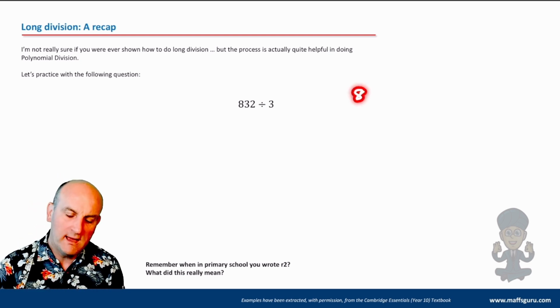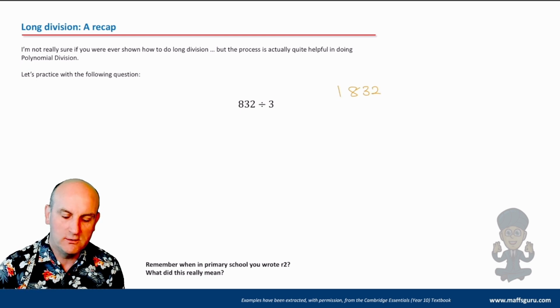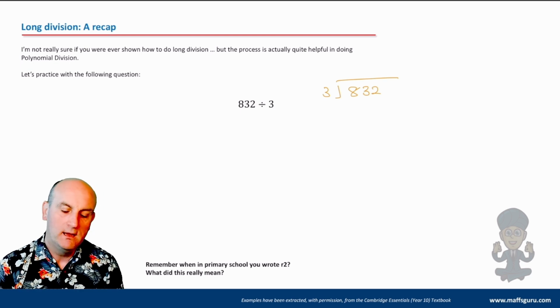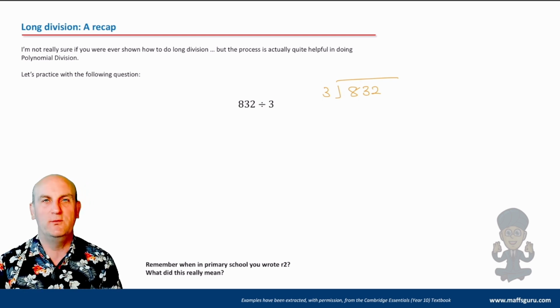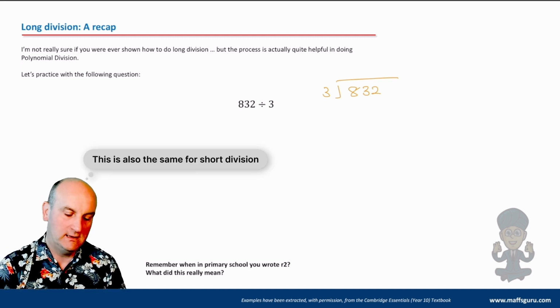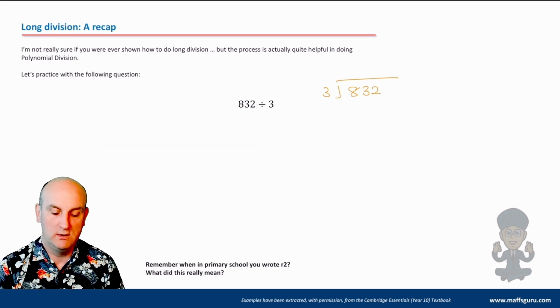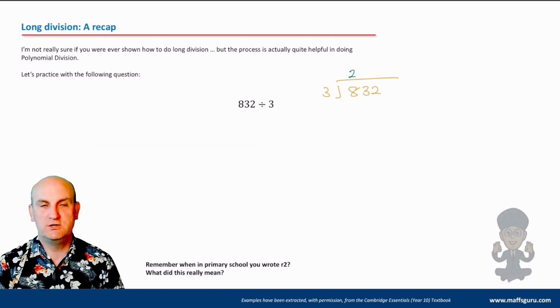So here we go. 832 divided by 3. Now this is the process. You do the first number divided by that. That's fairly standard for long division. So I would say 8 divided by 3. How many 3's going into 8? 2. You write the 2 above the number it's just gone into.